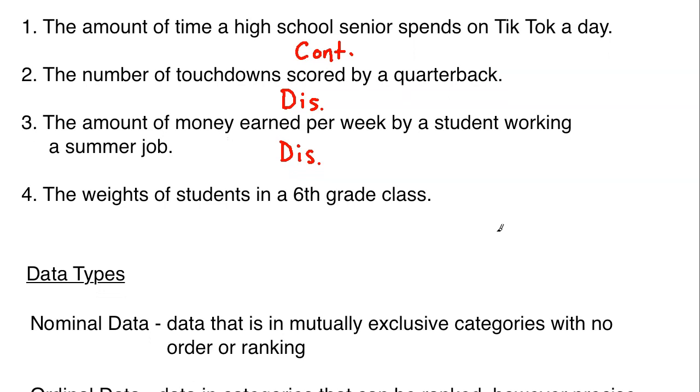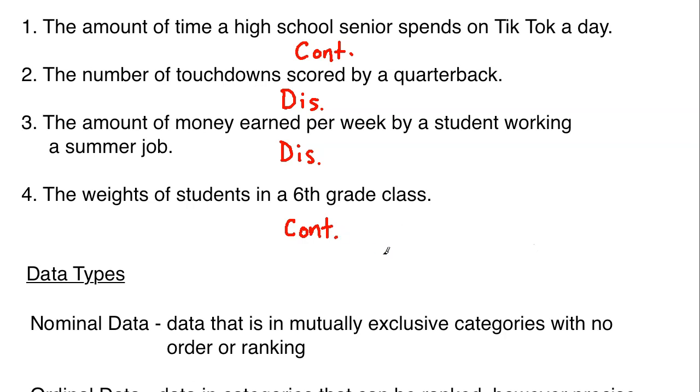The weights of students in a 6th grade class. This one is going to be continuous, and some people may be tempted to put discrete here because they would say 30 pounds, 70 pounds, 85 pounds, whatever it might be. But those are all coming from measurements, and technically a scale can go past the ones unit. You could find a 1/10 of a pound, a 100th of a pound, and if you got a scale that was sensitive enough, you could go into thousandths or millionths of a pound. There is no stopping point, technically speaking.